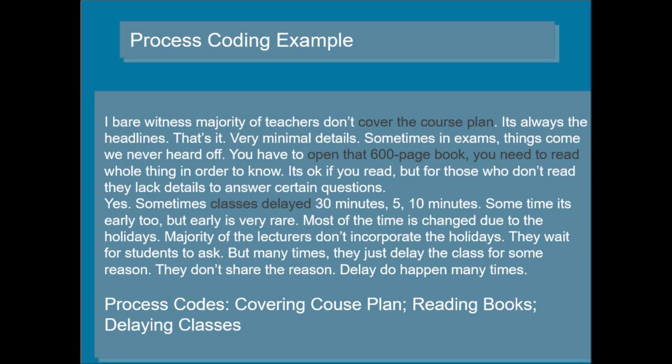For this excerpt, I am reporting 3 process codes. One is covering course plan, second is reading books, and third is delaying classes. You may observe that covering, reading, and delaying are gerunds used here in the process coding.